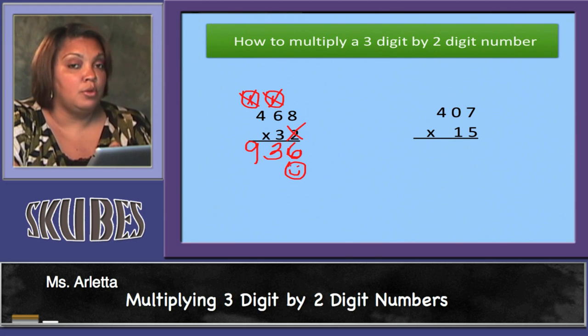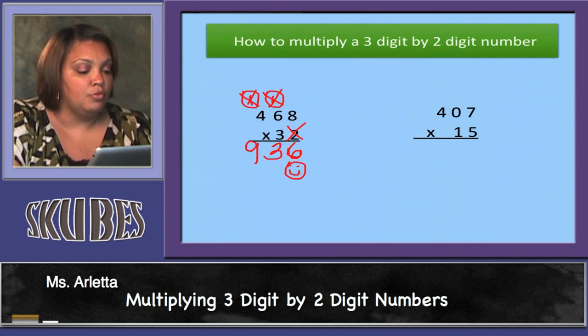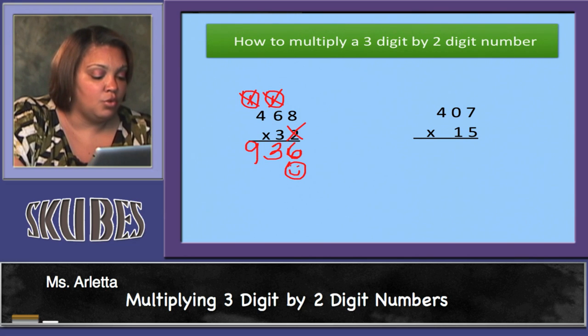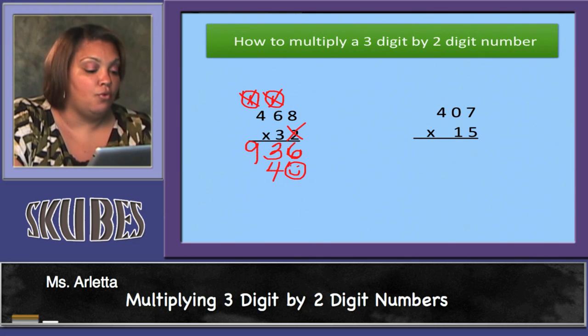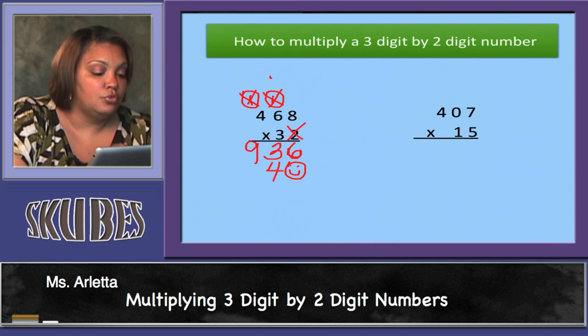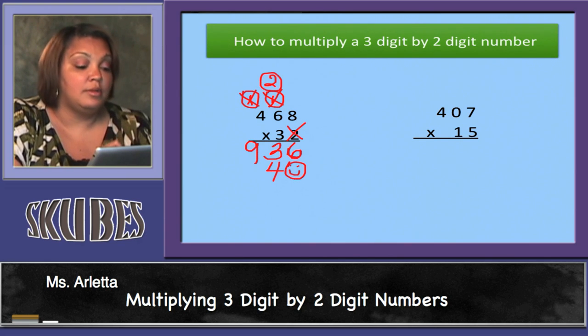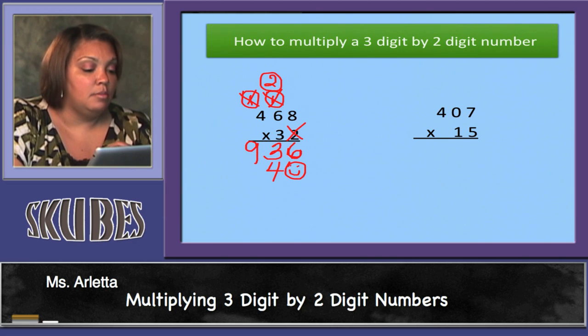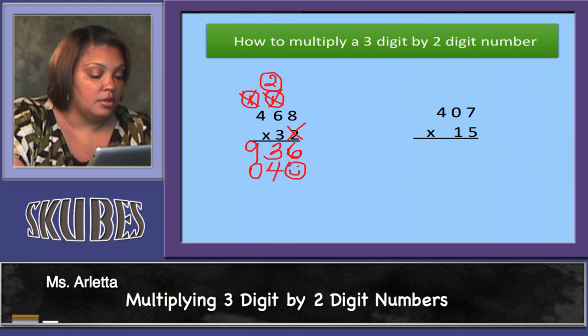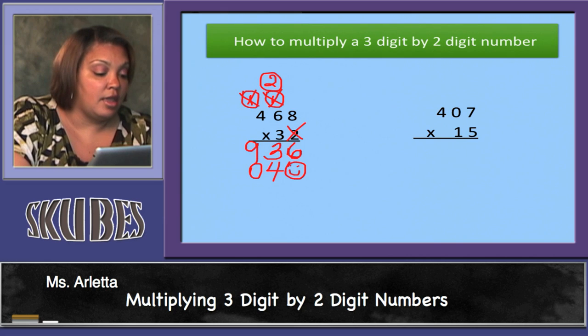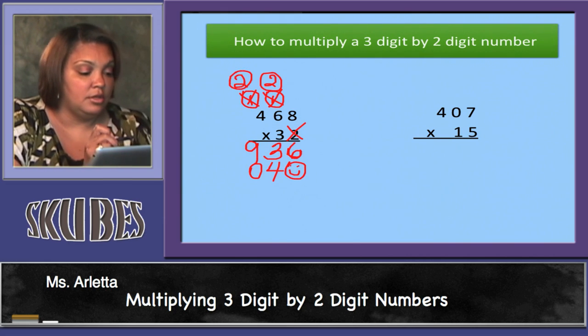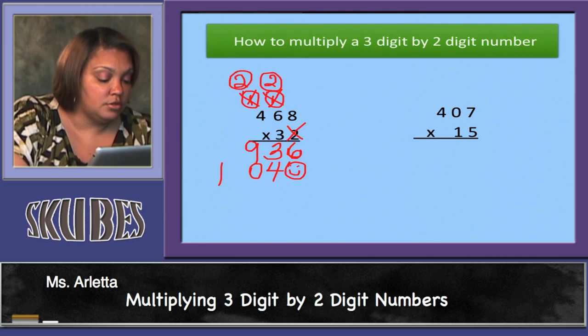If you notice, we always multiply by the ones digit, then the tens digit, then the hundreds. And you'll do that every time. 3 times 8 is 24. You'll write your 4 and carry your 2. 3 times 6 is 18, plus that 2 makes 20. You'll write your 0 and carry your 2 in 20. 3 times 4 is 12, plus the 2 makes 14.